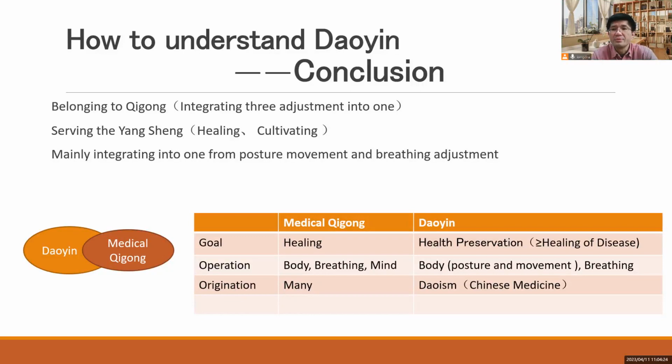I want to say more about three adjustments into one. This is a very important principle of Qigong. It is a state which cannot be achieved through any active method and can only occur naturally. It can be compared to sleeping.